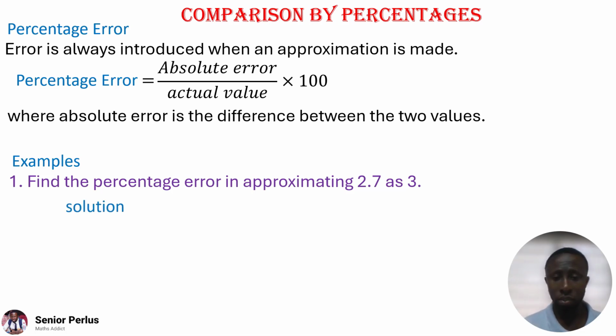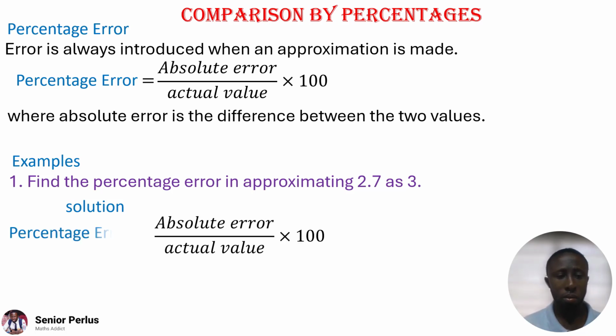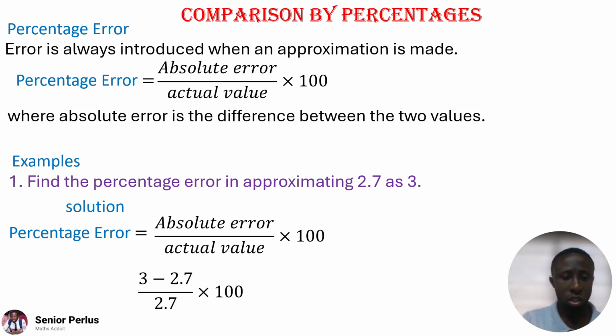So solution, how to get the error? The absolute error out of the actual value, times 100, and the absolute error is the difference between the two values. So the difference between these two values. Good. And out of the actual value. The actual value is what? The original, where it was before moving. Yeah, that's the actual value. So the actual value is 2.7. Okay, not 3. It was 2.7. Then the person approximated, that's the actual one, times 100.